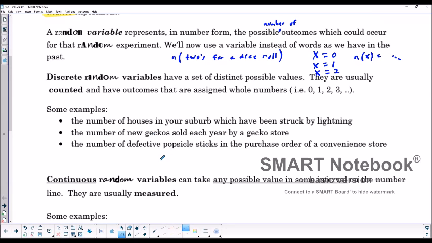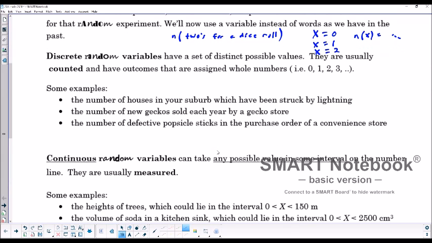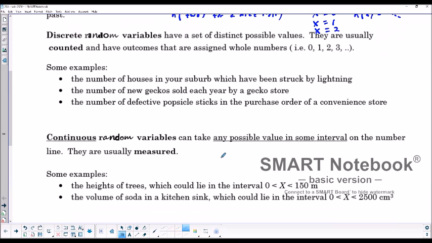Another example is the number of new geckos sold each year by a gecko store, as opposed to the number of old geckos, of course. And obviously a store is not going to sell half a gecko or a quarter of a gecko, so it's going to sell a full gecko. The number of defective popsicle sticks in the purchase order from a convenience store. Of course, popsicle sticks need to be perfectly fine before they get inserted into the popsicle. Can't have any defective popsicle sticks, that's for sure. So again, we're counting those.